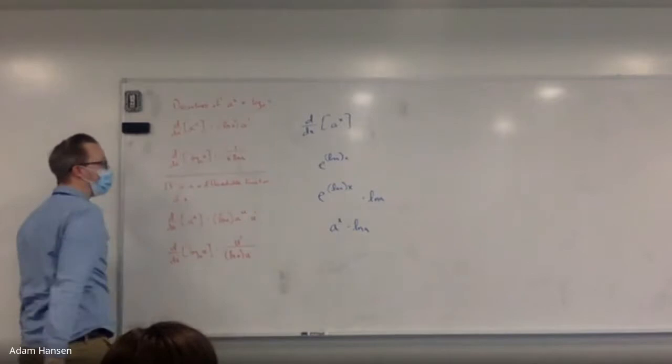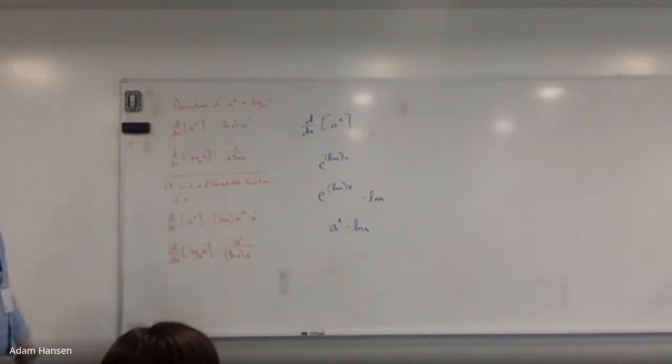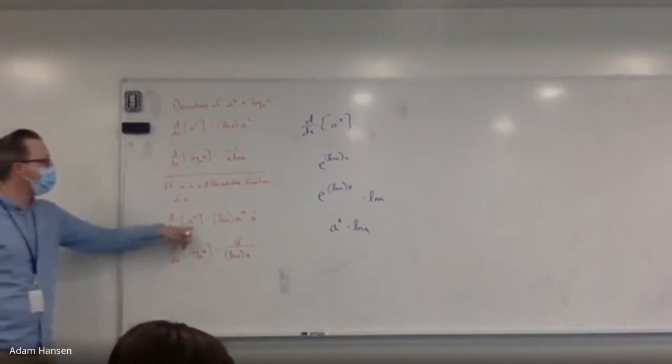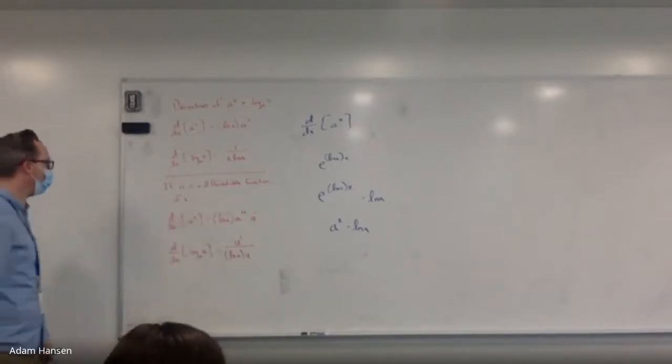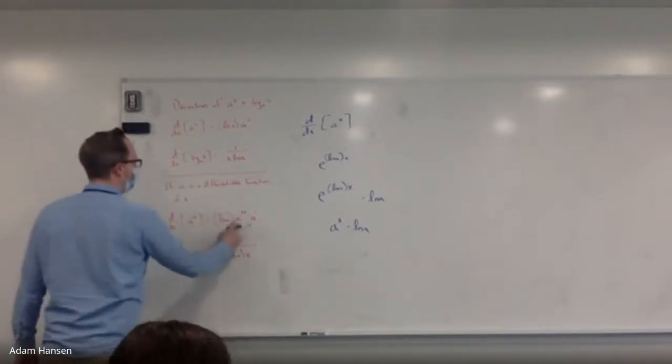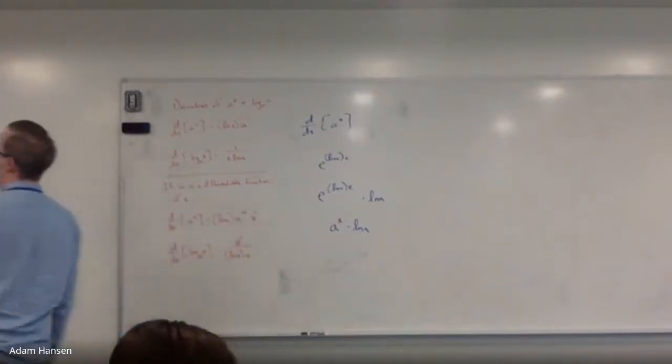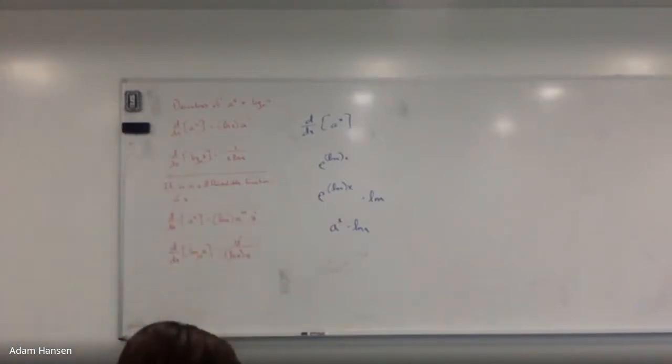I change it to base e because I know how to do the derivative in base e. Take the derivative and then write it back in base a for my final answer. If you have a differentiable function, say I have a raised to some other function u in terms of x, its derivative is the natural log of a times a to the u times u prime. That is going to be the formula here in number 12.